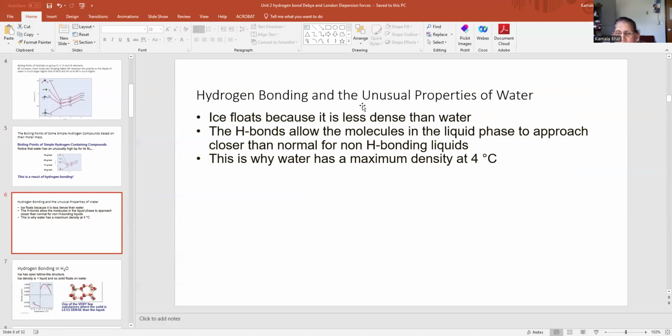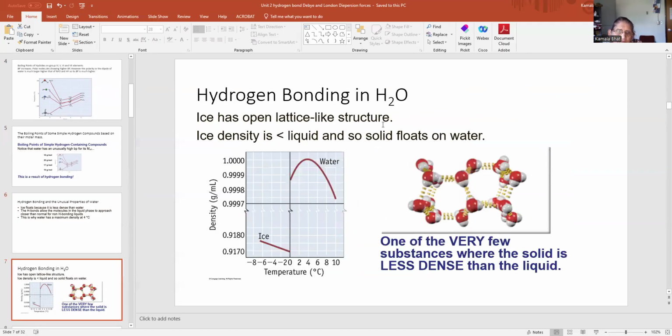Hydrogen bonding and the unusual properties of water. Ice floats because it is less dense than water. The hydrogen bonds allow the molecules in the liquid phase to approach closer than normal for non-hydrogen bonding liquids. This is why water has a maximum density at 4 degrees Celsius.